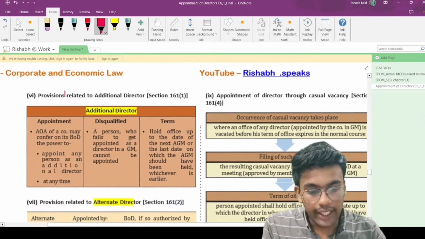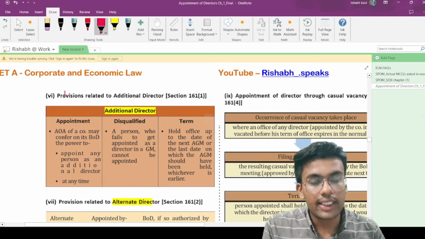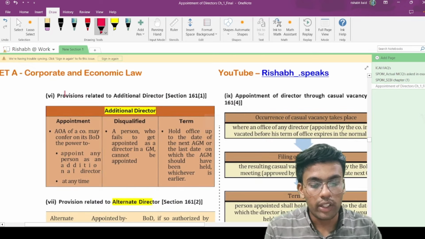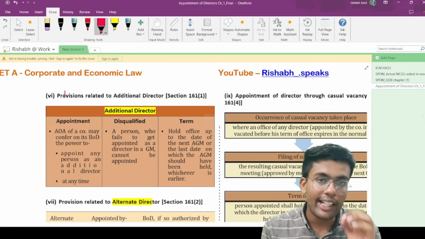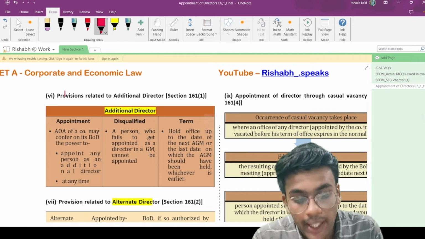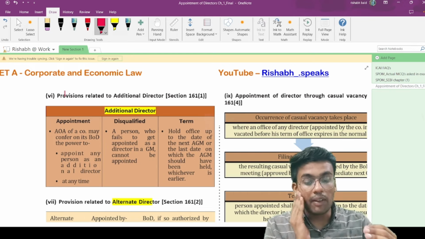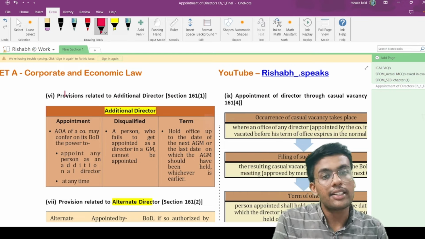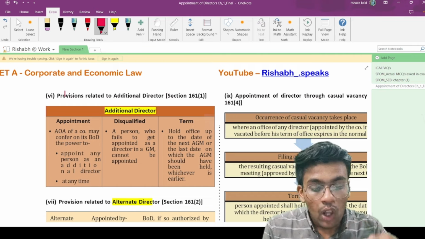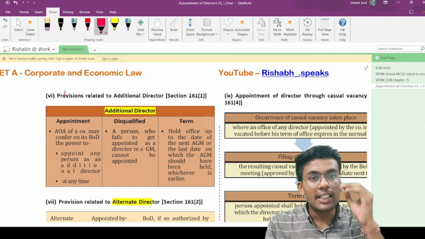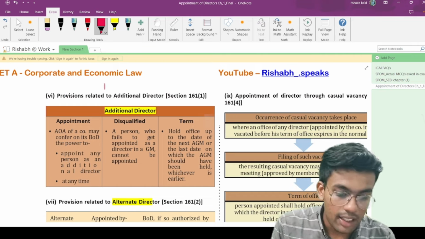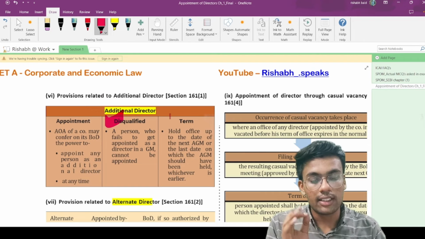Now moving on to the additional directors provision. Section 161 subsection 1. What does this talk about? It talks about the appointment of an additional director. Now, the articles of association of a company may confer on its board of directors the power to appoint any person as an additional director in the company. Now, a person who fails to get appointed as a director in the general meeting cannot be appointed as an additional director. He is disqualified to be appointed as an additional director.